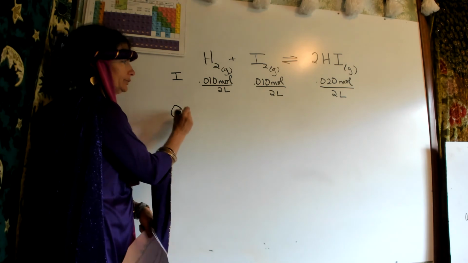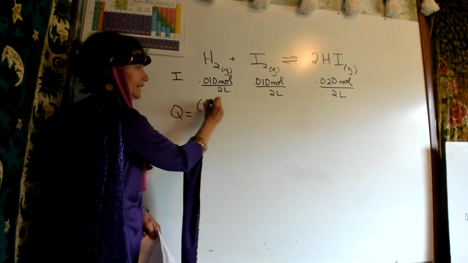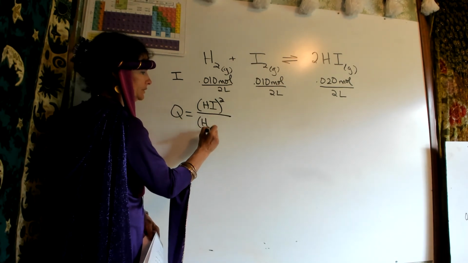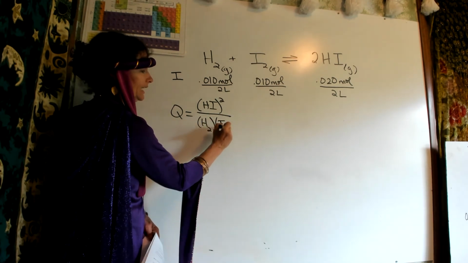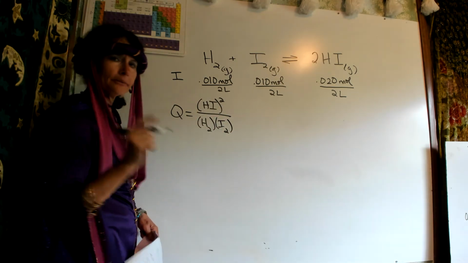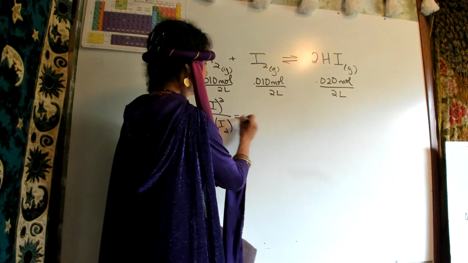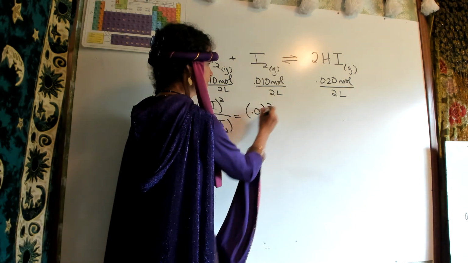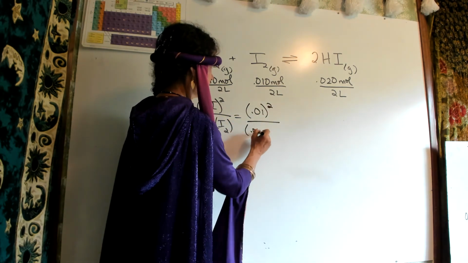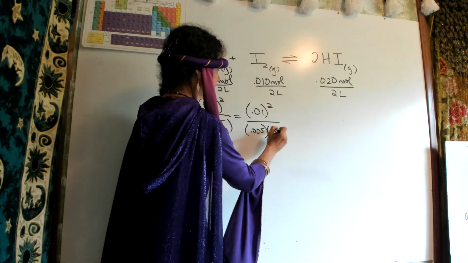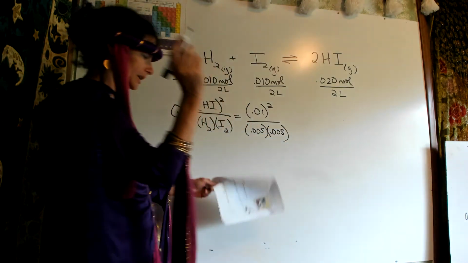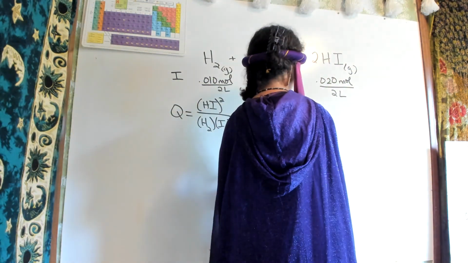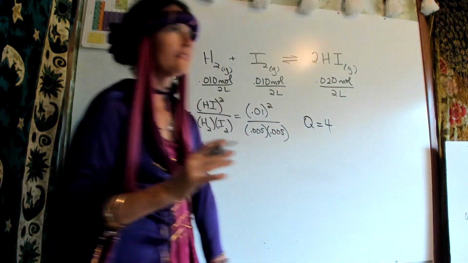So we state our Q expression in Show Your Work. If you don't write out your Q expression, you're not going to get full points. It is the same as your K expression. Remember, you can stop me at any point. Fill in, solve. Right, so this is 0.01 squared. This is 0.005. 0.005. We punched it in. And I get Q equals 4.